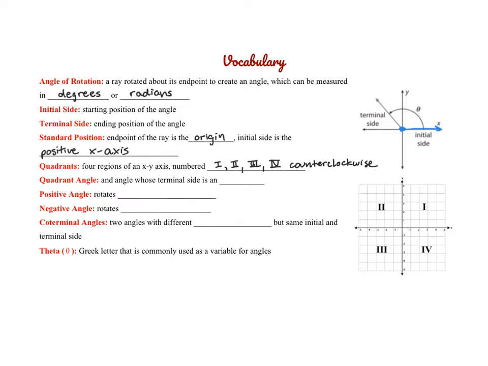Okay, so our next vocab term is a quadrant angle. A quadrant angle is an angle whose terminal side is actually on one of your axes. So here maybe you have an angle that's on the positive y-axis or the negative x-axis. Again, we call that a quadrant angle. So it's one that's not in between. Positive angles are always going to rotate counterclockwise. And if you have a negative angle, all that means is that you are instead rotating the other way, so you're actually rotating clockwise.